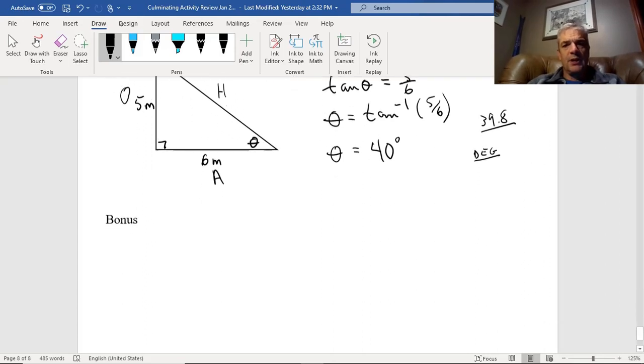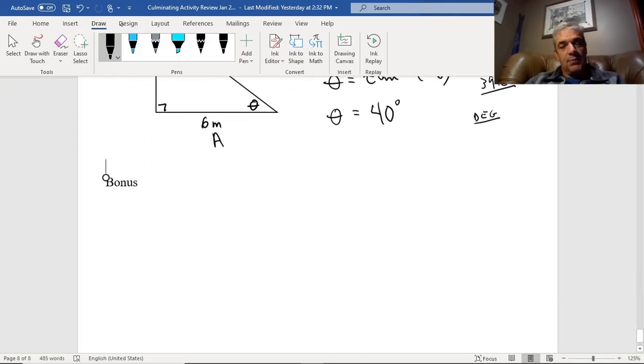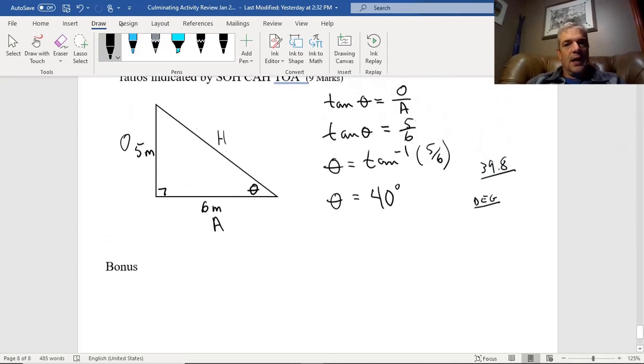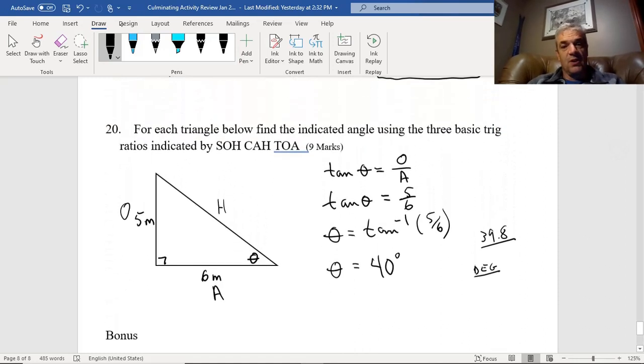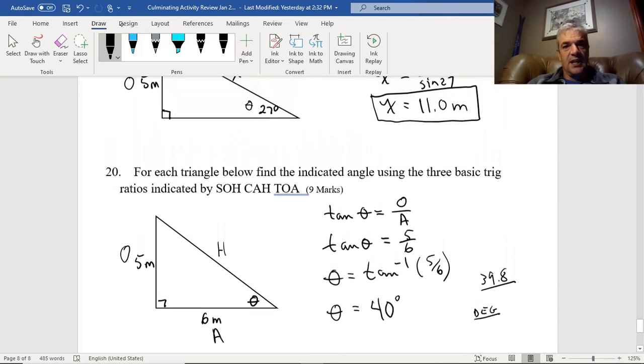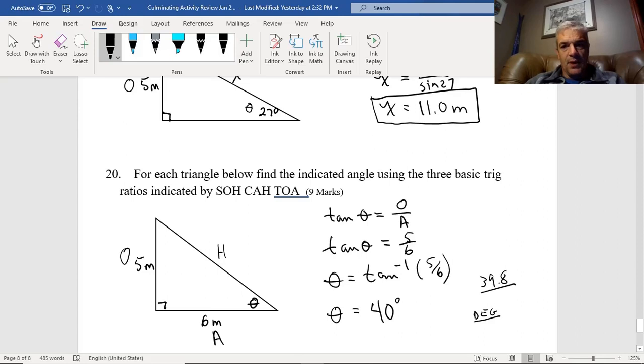There is a bonus question. I'm going to leave it at that. Please go for it and give me your solution. Drawing a diagram might be useful, but in the end, I'm just looking for the correct answer, and we'll see what students can come up with.